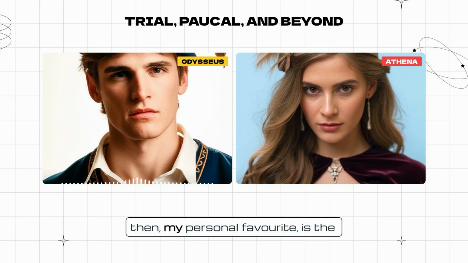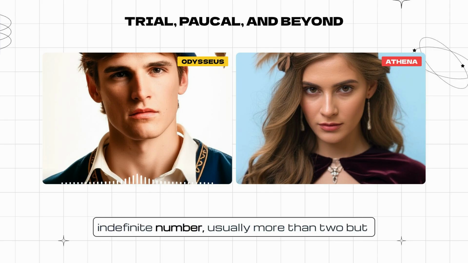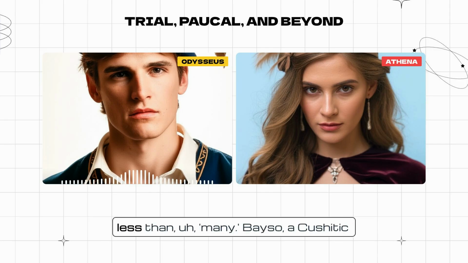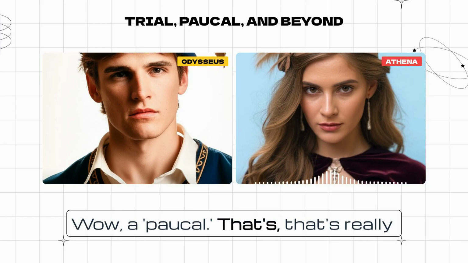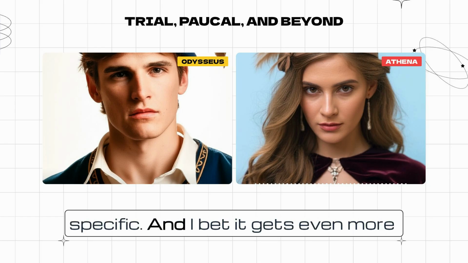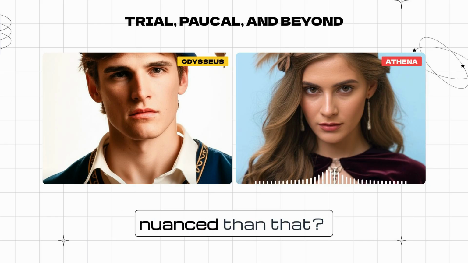And then, my personal favorite is the paucal. That's for a few or a small indefinite number, usually more than 2 but less than many. Beja, a Cushitic language, has it, and Yimas, a Papuan language. It's so specific, isn't it? Wow, a paucal. That's really specific. And I bet it gets even more nuanced than that.